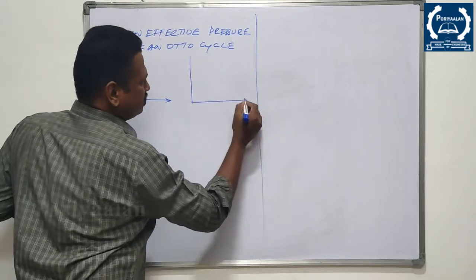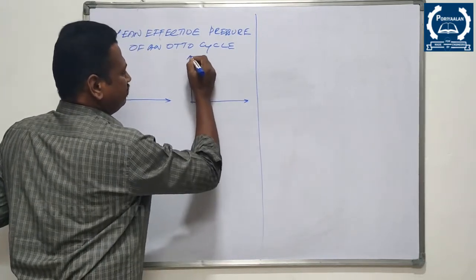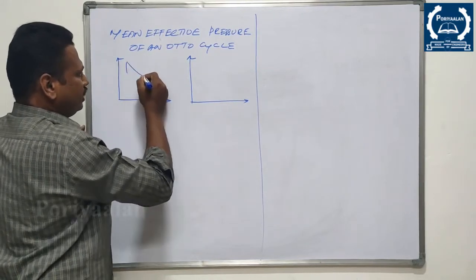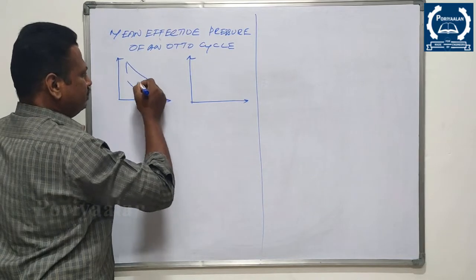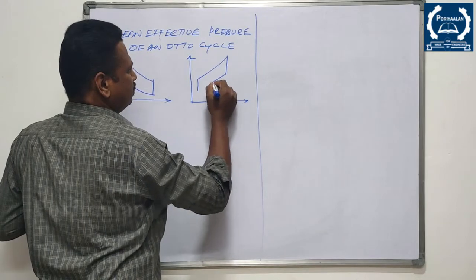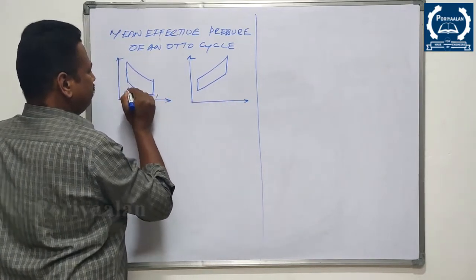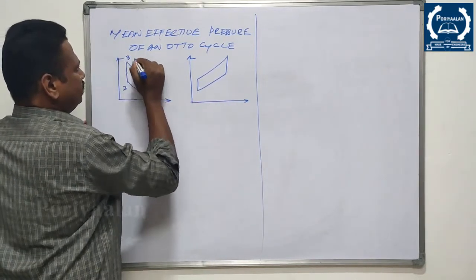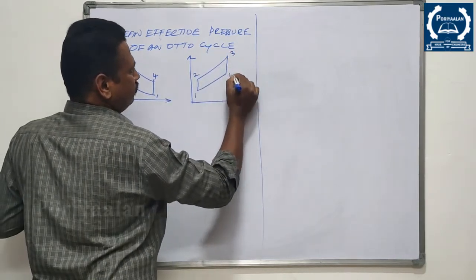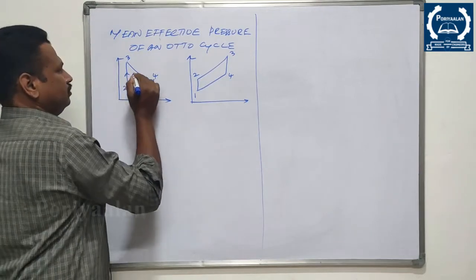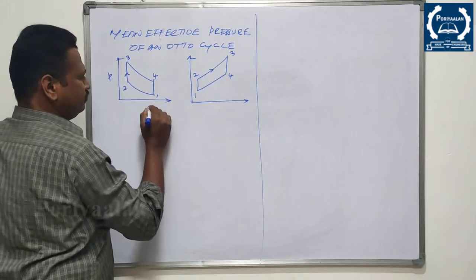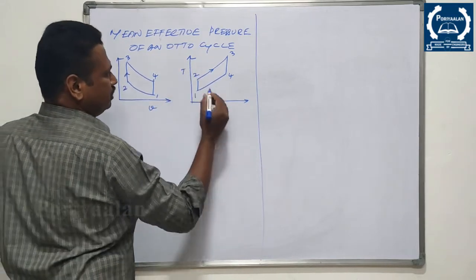Simple methodology, as we discussed in the first video: two vertical lines, and you connect these two. Likewise, you connect these two. Then the TS diagram is a mirror image of that. These are states 1, 2, 3, 4. This is your PV diagram. This is your TS diagram.